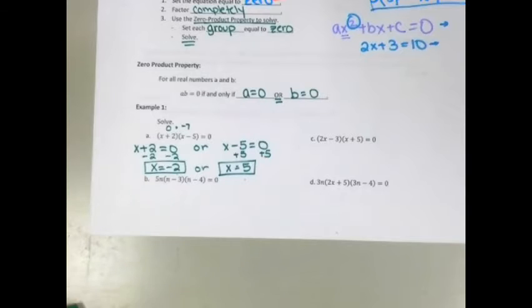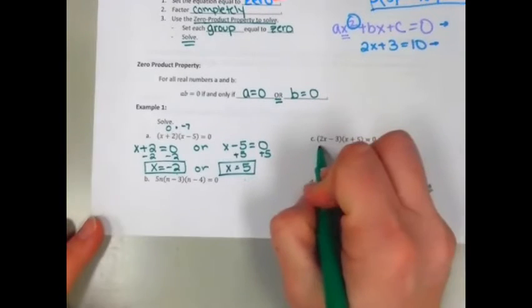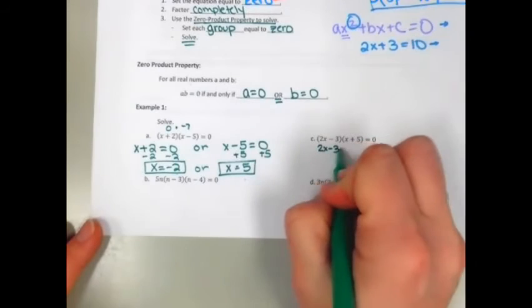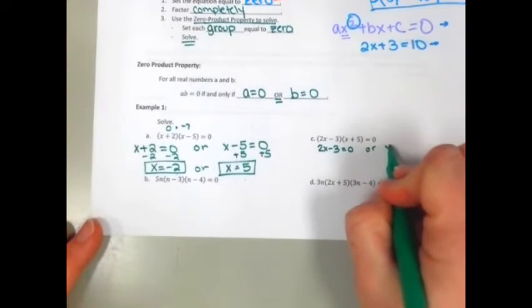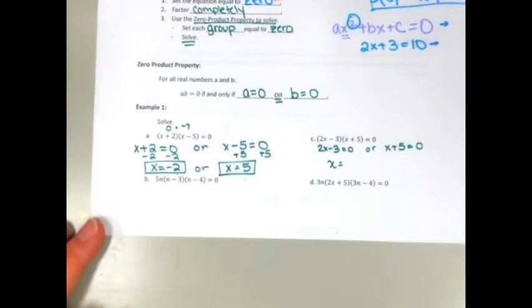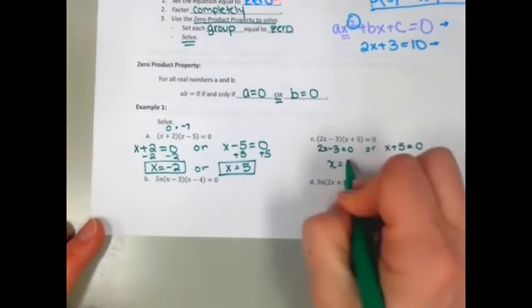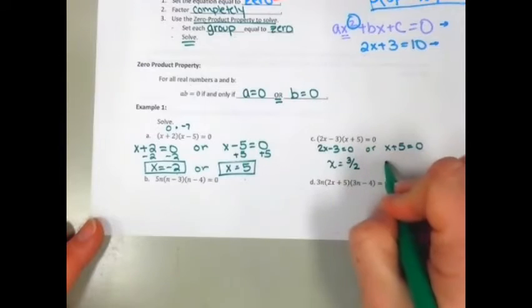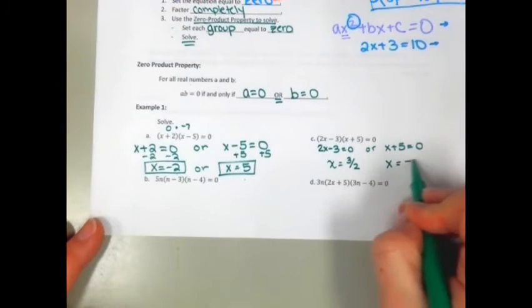All right. So I would take 2x minus 3 equals 0 or x plus 5 equals 0. So what are my two answers? X would equal 3/2. Yep, 3 over 2. Or x would equal -5. Awesome.